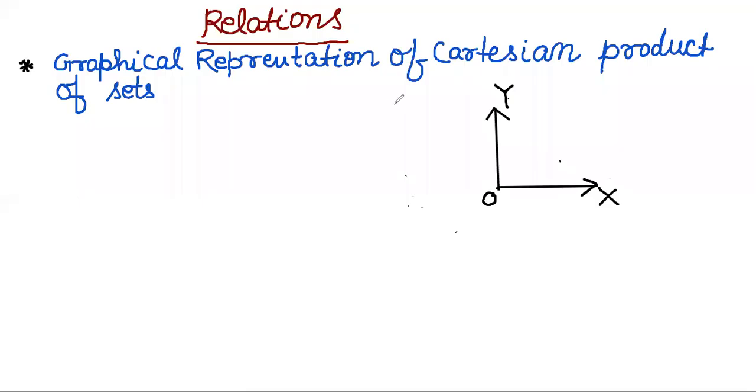Hello students. Today we will discuss graphical representation of Cartesian product of sets. So we'll start. Let A and B be any two non-empty sets. I'm going to take two sets, first set A and second set B, and these two are non-empty sets.